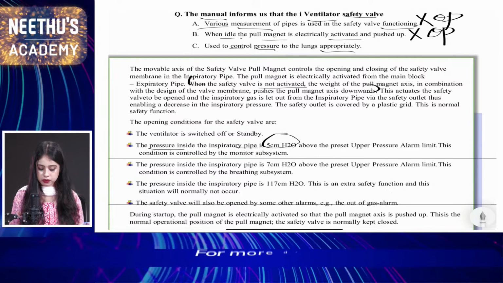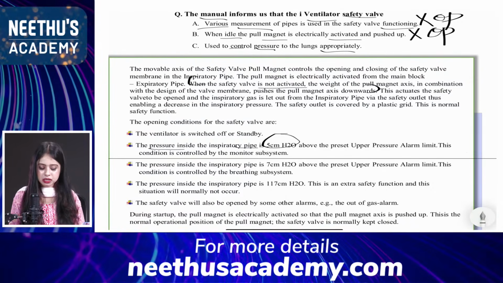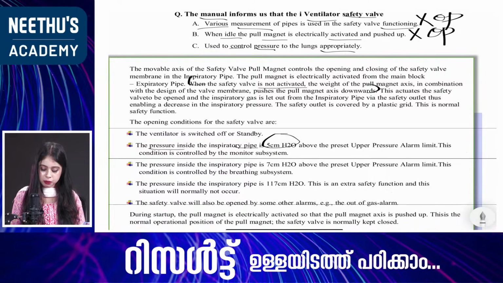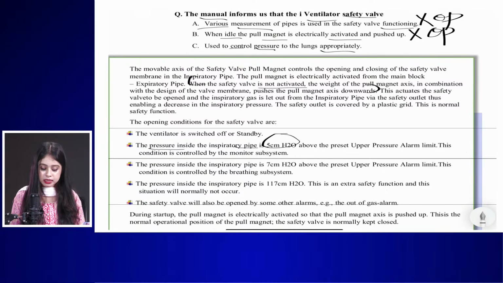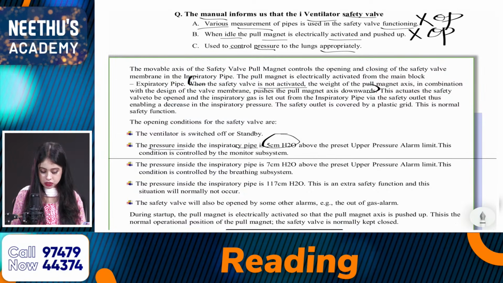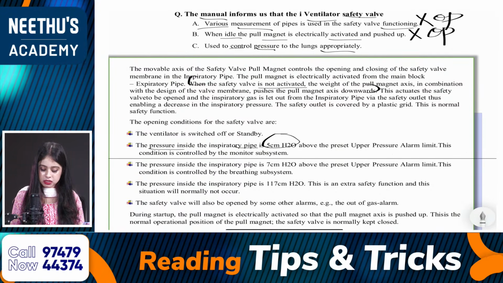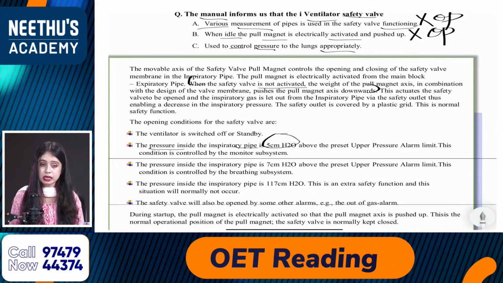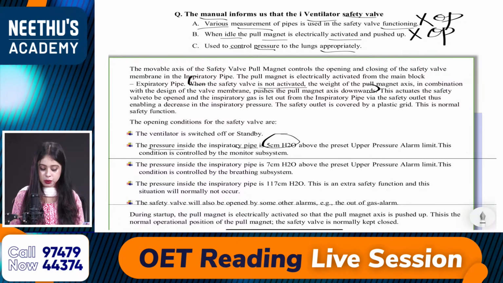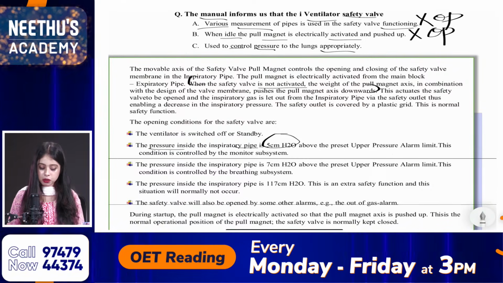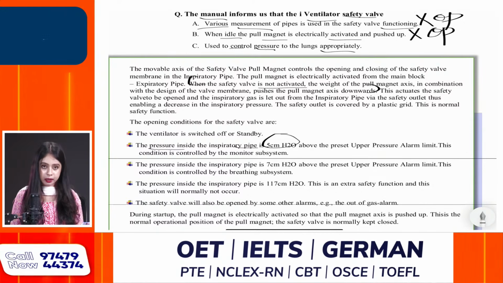But still I am reading the rest of the lines. The pressure inside the inspiratory pipe is 7 cm H2O above the preset upper pressure alarm limit. This condition is controlled by the breathing subsystem. The pressure inside the inspiratory pipe is 117 cm H2O. This is an extra safety function and the situation will normally not occur. The safety valve will also be opened by some other alarms, for example the out of gas alarm.